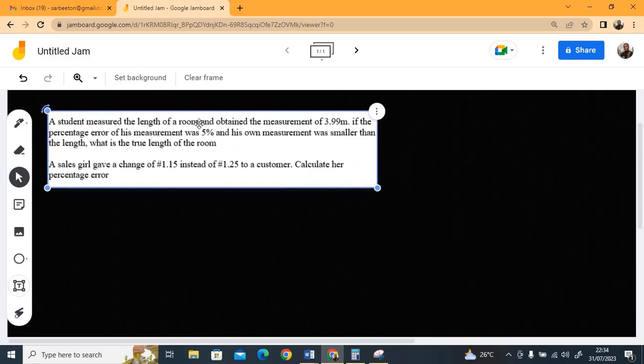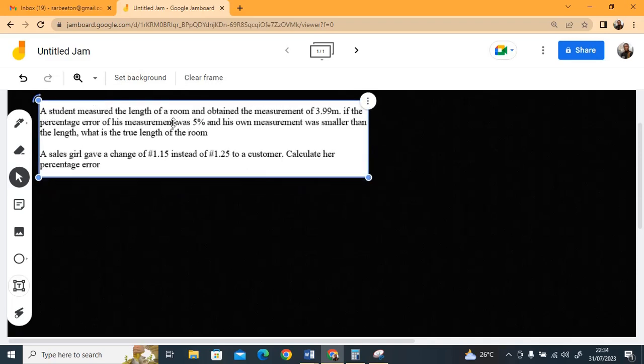Now, the first one here looks a little bit tricky. They said a student measured the length of a room to obtain a measurement of 3.99 meters. If the error of his measurement was 5% and his measurement was smaller than the length, they now ask what is the true length of the room. So how do you calculate this? They ask us what is the actual length of the room.